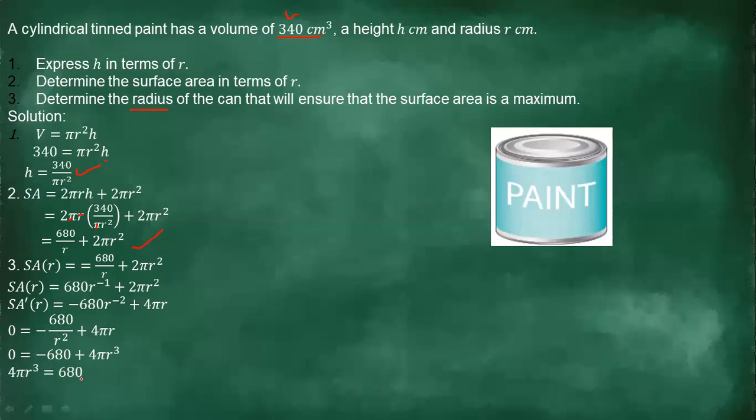Then from there, you divide both sides with 4 pi. And then this is what we're going to be having. And now to get rid of this exponent 3, you just put a cube root on both sides. And then we are left with R. You can see R equals 3.78 centimeters. So you have just determined the radius of the can.